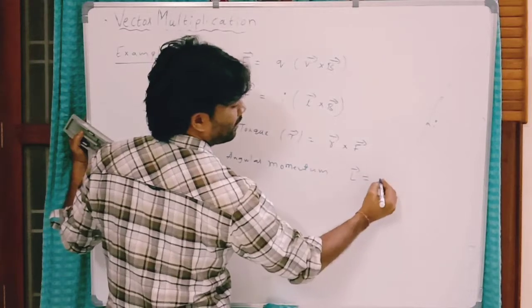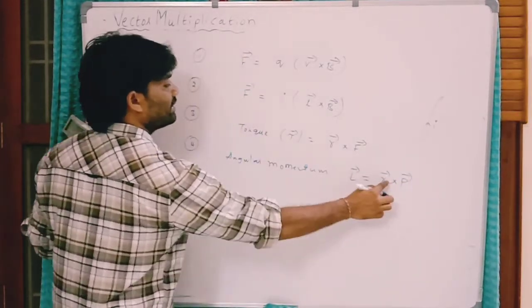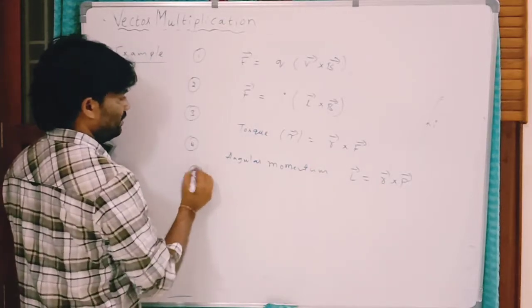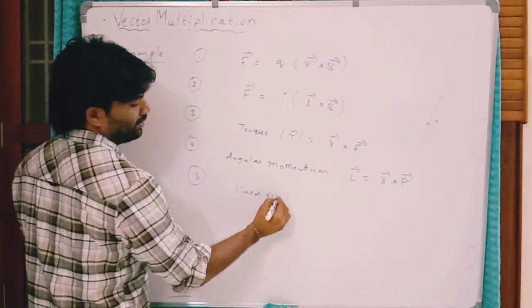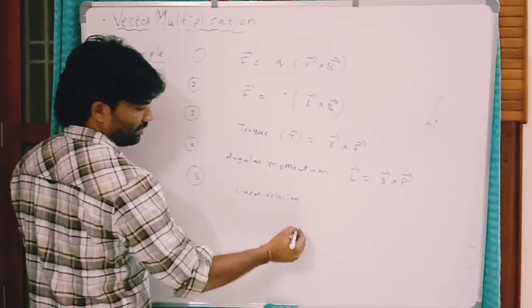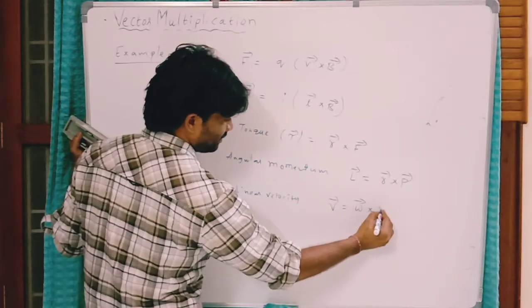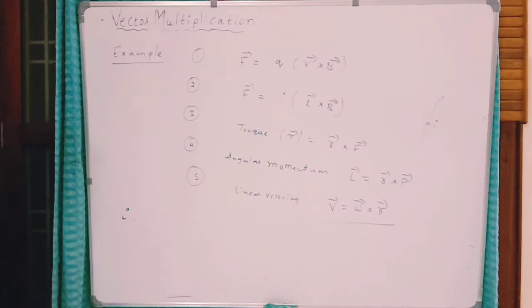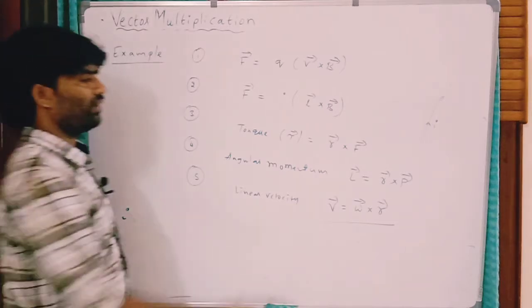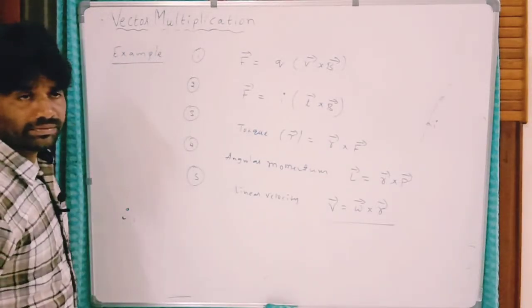L bar is equal to R cross linear momentum, R cross P. This is also the position vector. And the fifth one, the linear velocity of a body making circular motion, V bar is equal to omega cross R bar. So these are the examples for a cross product. They provide R vector and F vector, and you are asked the magnitude of torque, right?